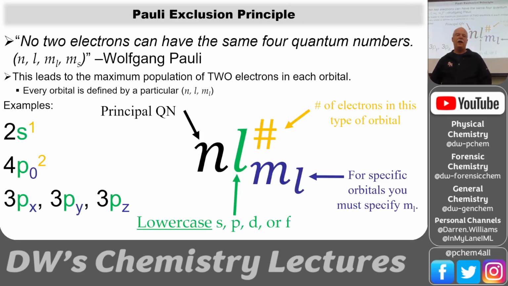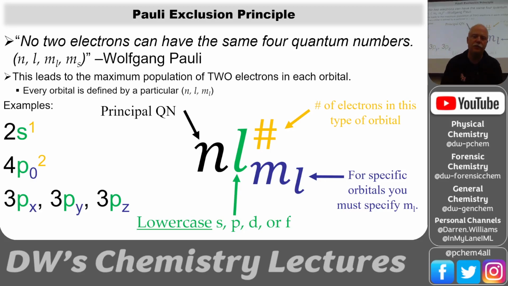There's this Pauli exclusion principle that no two electrons can have the same four quantum numbers. What this means is there's a maximum population of 2 electrons in each orbital. That's why we can only put 2 electrons in each orbital, because you have 2 types of electrons, spin up and spin down. The orbital is defined by n, l, and m sub l. Each orbital has those 3 quantum numbers, and then you can put 2 electrons in each of those orbitals.